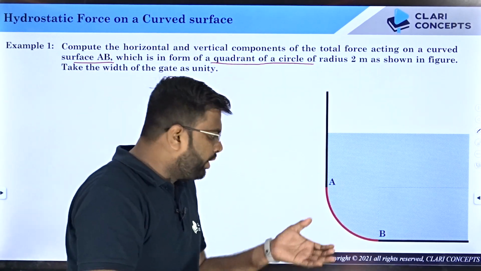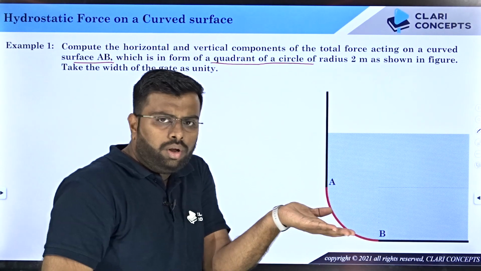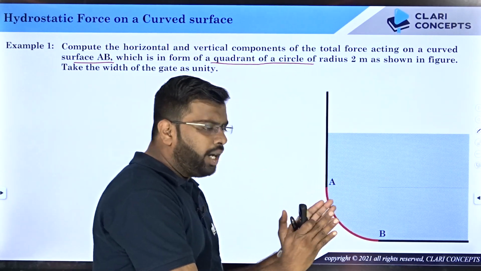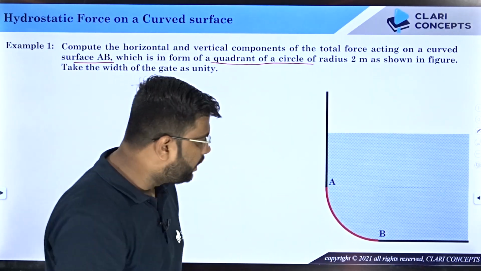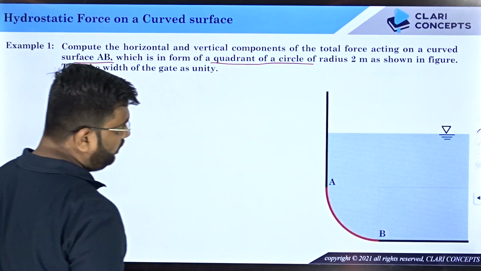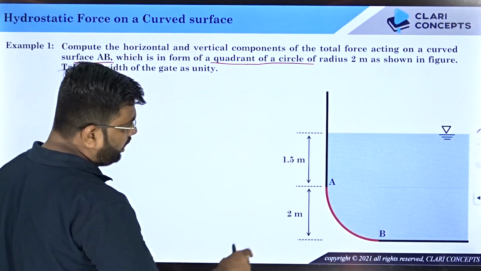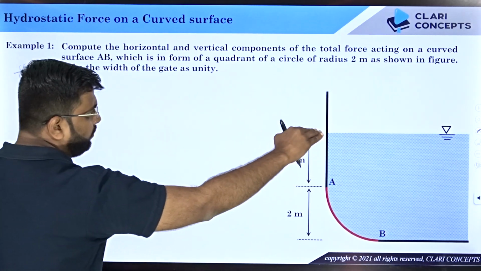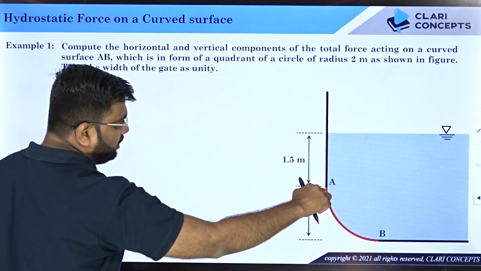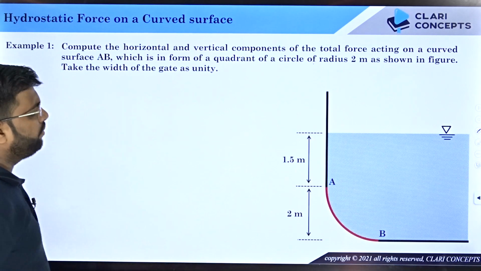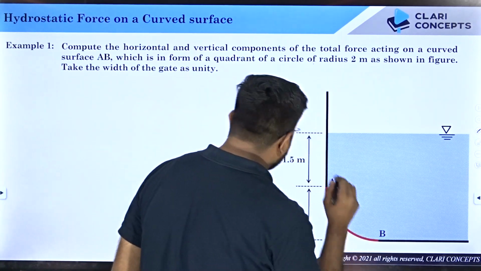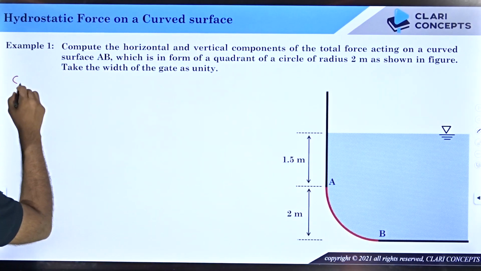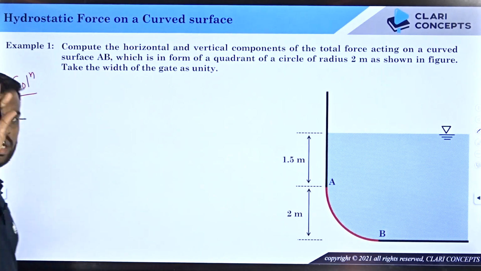When I say width, it means perpendicular to the board; the gate has a width of 1 meter, unity. So now, this is the free surface and 2 meter is the distance given to us, right? And it is also given that the point A is lying 1.5 meter below the free surface of water. And now what do I need to do? Simple. Solution. Just look at the steps.